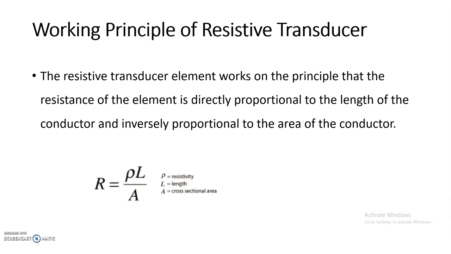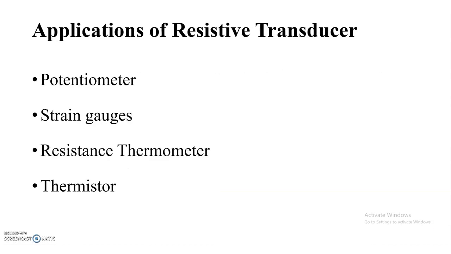With this equation, we can say that the resistance is directly proportional to L, the length of the conductor or the length of the wire, and the resistance is inversely proportional to the area of cross section. With this principle, we can make different transducers like potentiometer, strain gauge, etc. This is the working principle of resistive transducers. Different applications of resistive transducers are potentiometer, strain gauge, resistance thermometer, thermistors, etc.